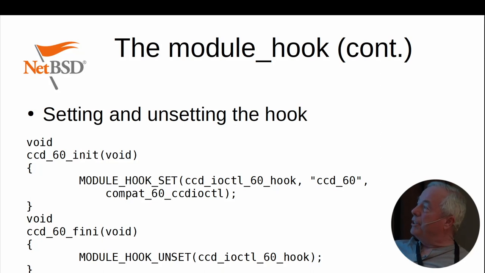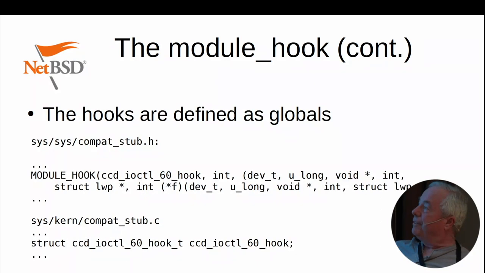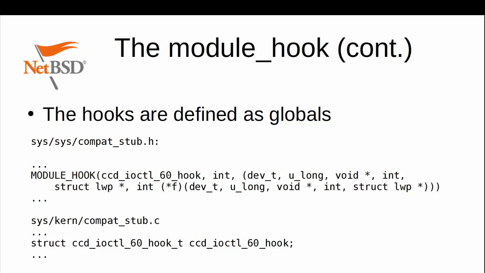The module initialization code sets the hook. The finish code clears the hook. Pretty simple stuff. There's a compat_stub.h that defines all the hooks as types, and the actual hook memory is allocated in compat_stub.c.